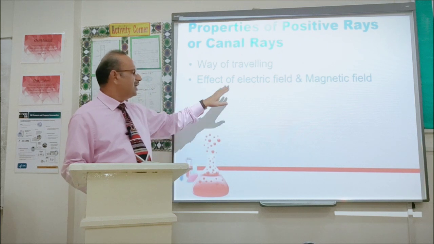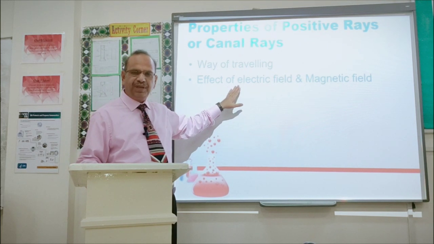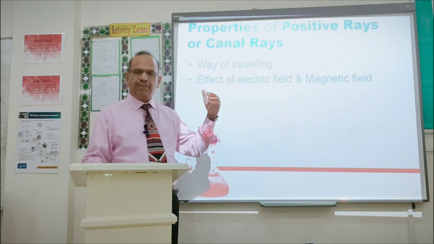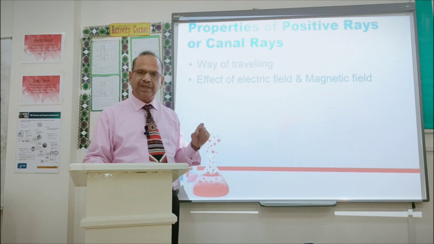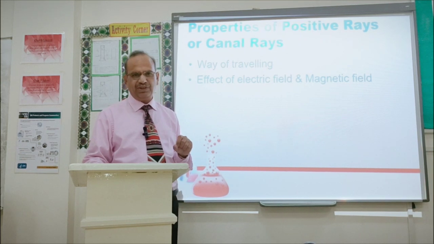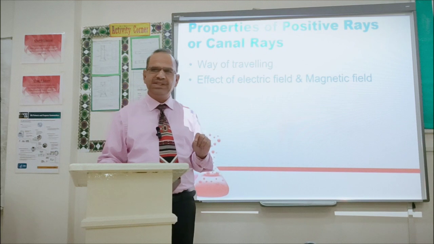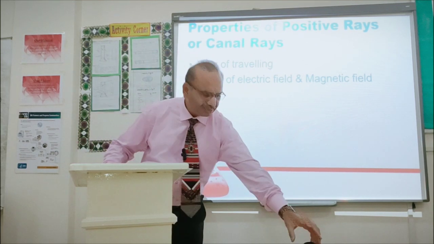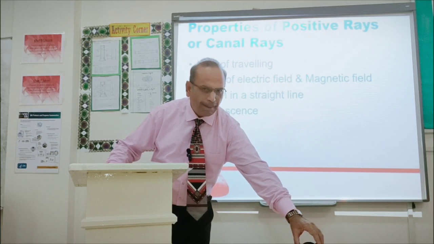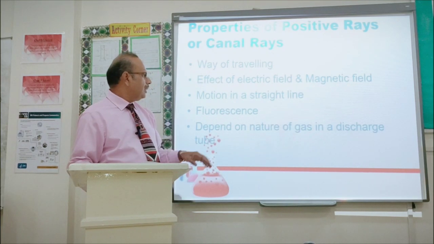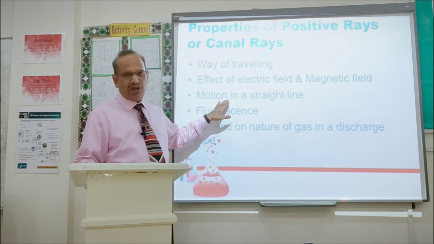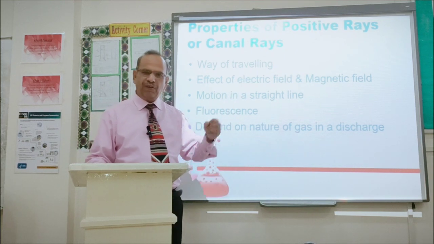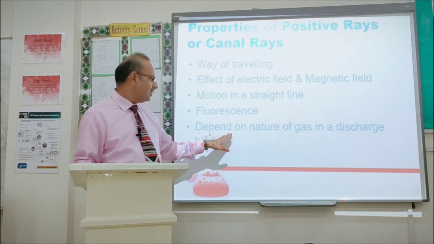More, if we observe the electric field and magnetic field effect on these positive rays, positive rays bend towards the negative terminal of the electric field. So in this way, it is clear these rays are composed of particles which have positive charge. As regards motion, they move in a straight line. Fluorescence: if they fall on a fluorescent screen, they can affect it.